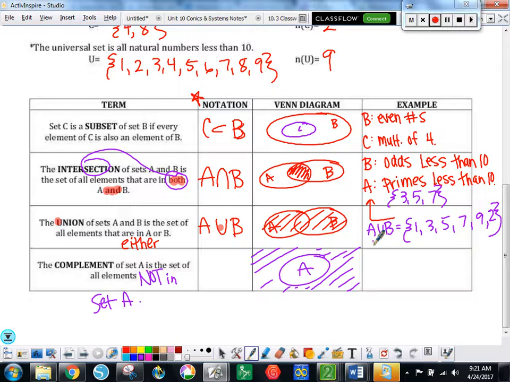The notation for that has a set with a little c up top. Kind of like an exponent, that's what it looks like.